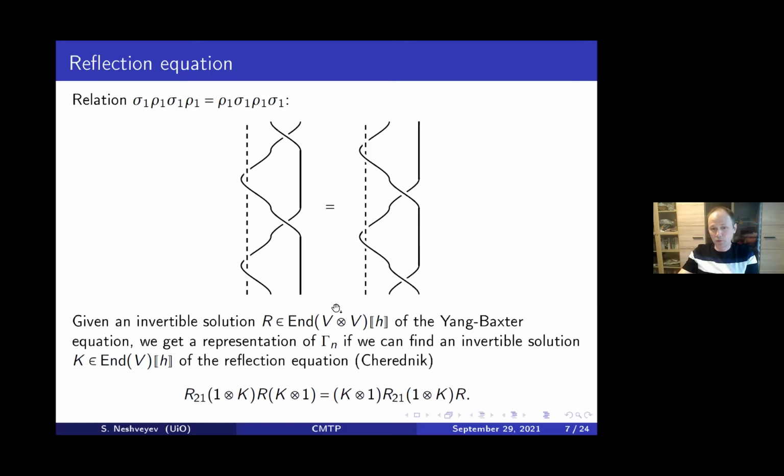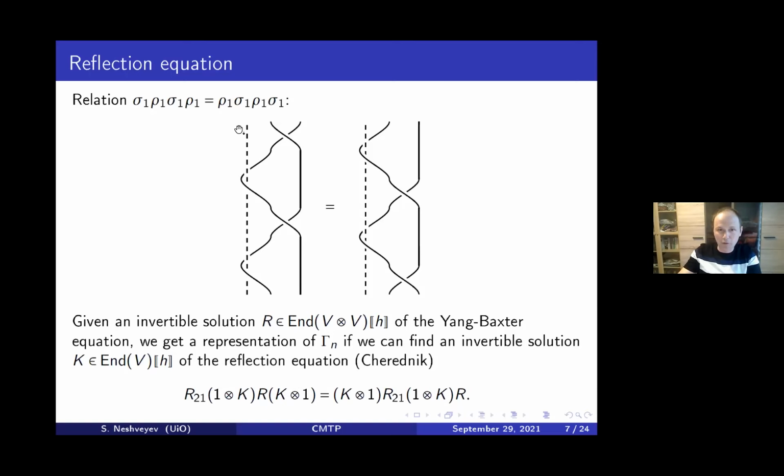What we get is that if we have a solution of the reflection equation, then we can get a representation of this type B braid group. So more precisely, if you have a solution, this R matrix, a solution of the Yang-Baxter equation, then we have a representation of the usual braid group for generators starting from sigma 1 to sigma n minus 1, say. But if we want a representation of this type B braid group, we have to find a solution of this relation. And for this it would be enough to find an element k acting on V such that the following relation is satisfied. So this is exactly this relation where this k acts on the very first factor.